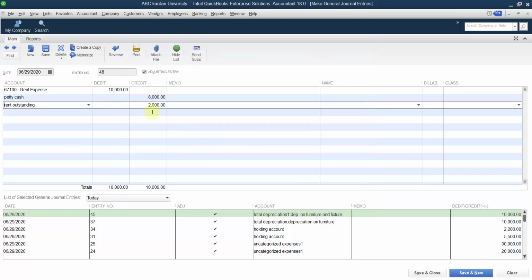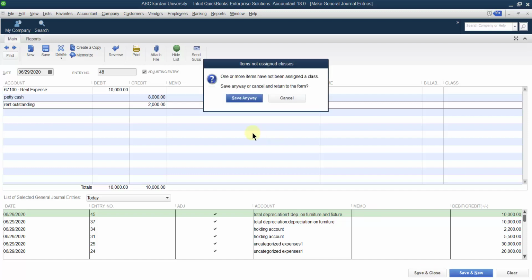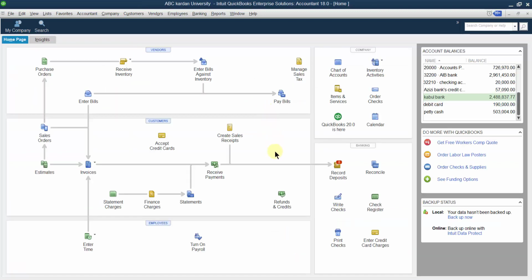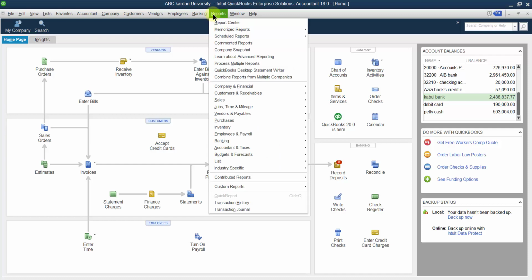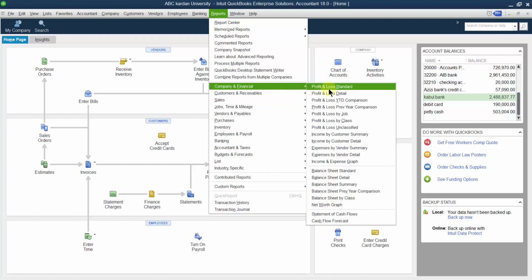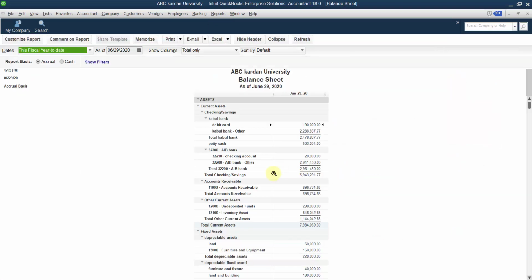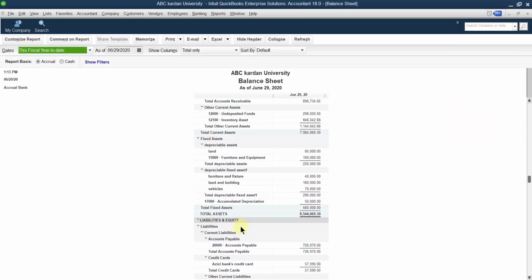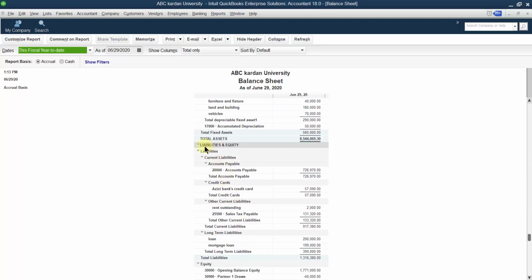Now you can adjust this one. If there is any adjustment regarding outstanding expenses, outstanding incomes, prepaid expenses, and so on, all of them can be adjusted with QuickBooks. You can do it. No need for assigning the class. Now it is adjusted. If you go to the financial report, the balance sheet, right? You can find the outstanding rent on the liability side, under current liabilities.